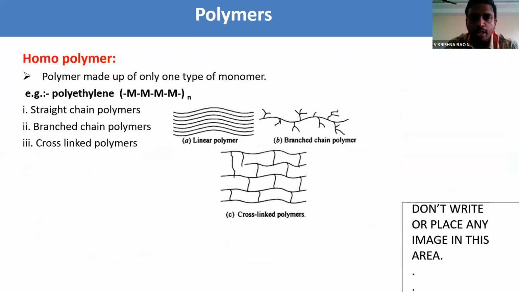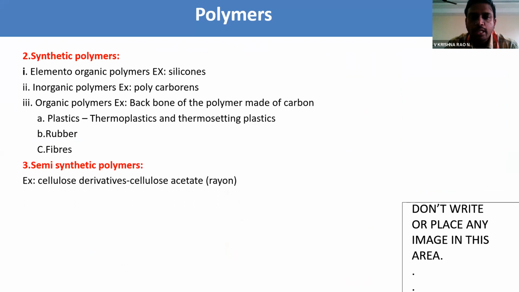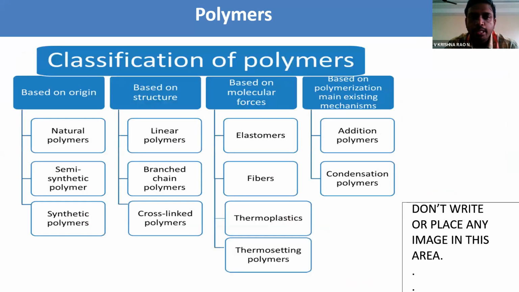And the classification of polymers: it has been classified into natural polymers, synthetic polymers, and semi-synthetic polymers. Based on their origin and nature, polymers are classified into the following types. Based on the structure, they are classified into linear polymers, branched polymers, and cross-linked polymers. Based on the molecular forces present between the polymers, they are elastomers, fibers, thermoplastics and thermosetting polymers. Based on the polymerization mechanism, there are addition polymerization, condensation, and copolymerization. We'll discuss this in the next class.